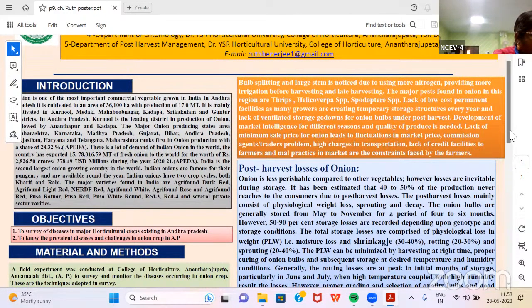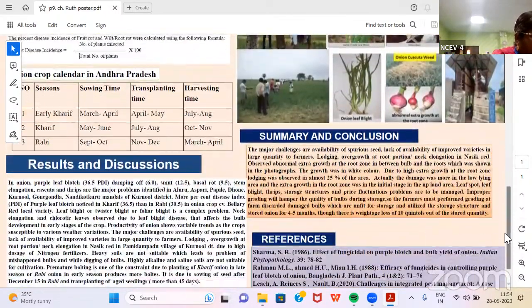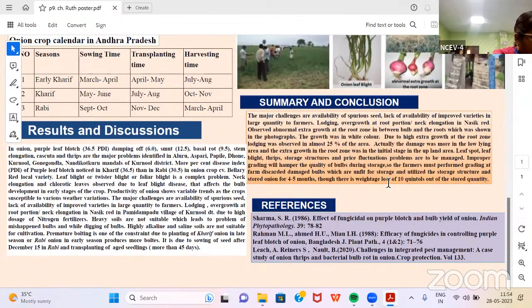The first objective is to know the prevalent diseases and challenges in onion crop in Andhra Pradesh, and we conducted a field experiment and roving surveys to monitor the diseases occurring in Kurnool and Kadapa districts. In the results, in case of onion, purple leaf blotch is a major disease. The percent disease index is 36.5. Damping off in the nursery stage, bacterial diseases, stem elongation, and mosquito are also problems. Thrips are among the major problems identified.